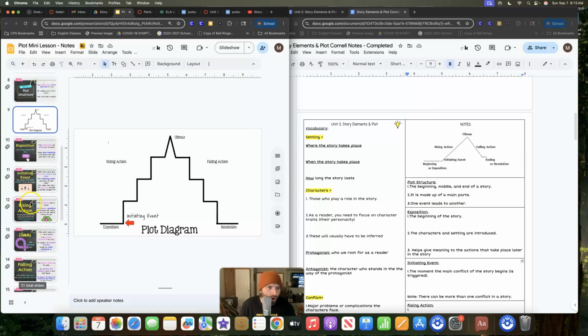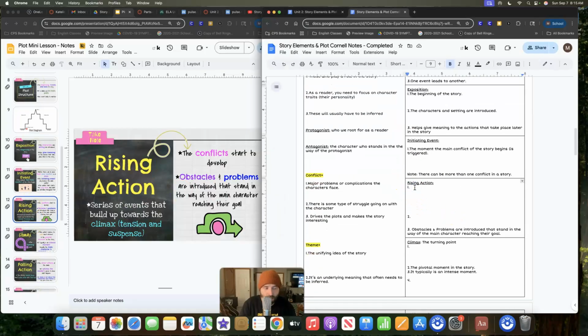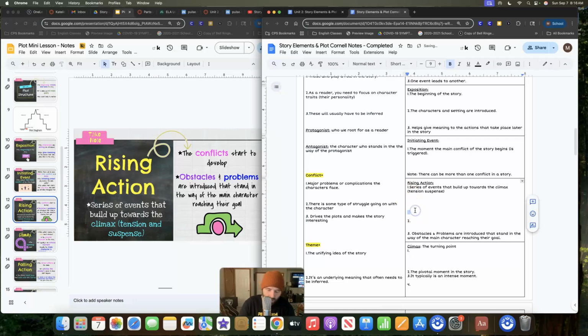Okay? So looking at a rising action, again, I'm not trying to get you to type too much here. Type right. But this is a series of events that build up towards the climax, right? We know the climax, I hope. And it's just building tension. It's building suspense. You'll see those words, okay? Tension, suspense, so on and so forth.